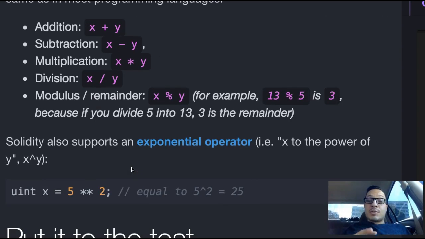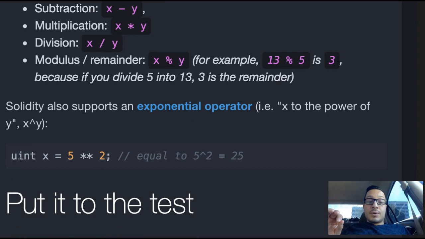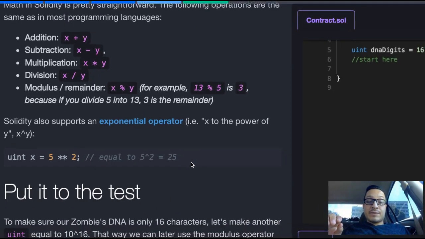So Solidity also supports exponential operators, so like x to the power of y, and it's done this way. uint x is assigned 5 to the power of 2, which would be 25. Because 5 times 5 is 25.